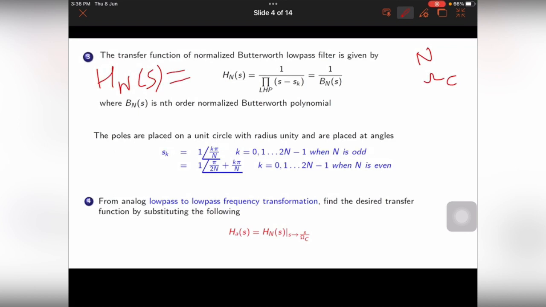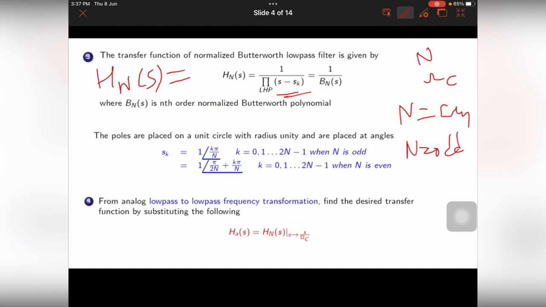Hn of s is equal to 1 upon the product of left half poles of s minus sk. This entire term is known as Bn of s, which is known as the Butterworth polynomial. We have to determine the Butterworth polynomial based on the value of n. Either n is an even number or n is an odd number. When n is an odd number, the procedure to find the Butterworth polynomials is different, and when n is an even number, it is also different.